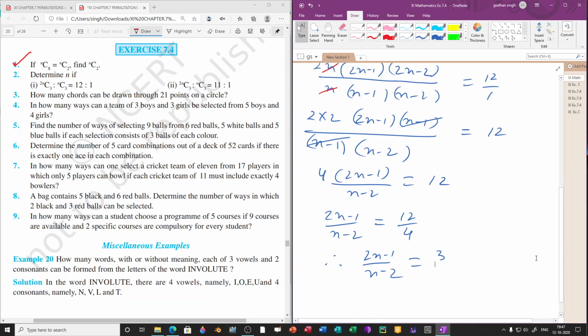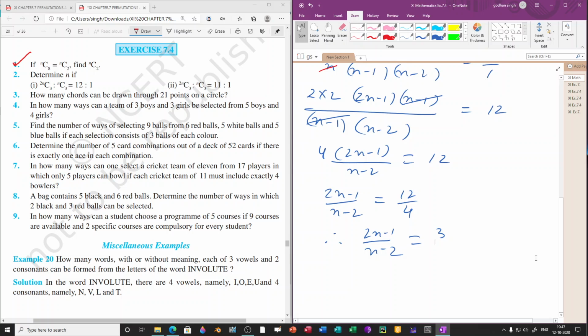Doing the cross multiplication, we will get 2n minus 1 is equal to 3n minus 6. Therefore, we will now bring the n terms to one side, so we will be getting 2n minus 3n equal to, bringing all constant terms to the right hand side, minus 6 plus 1.